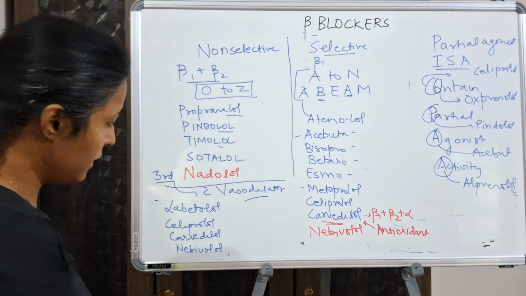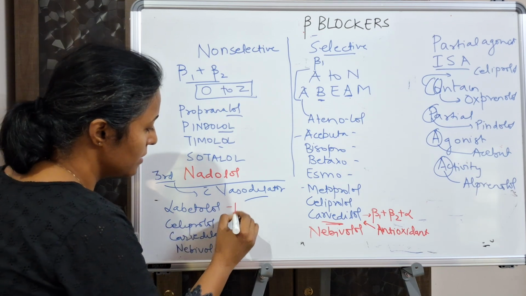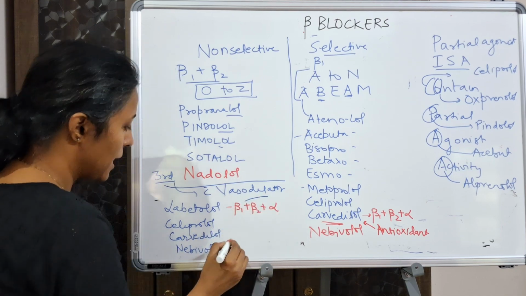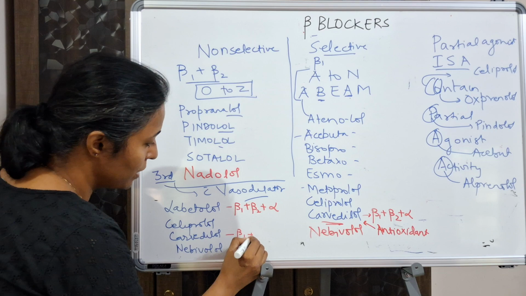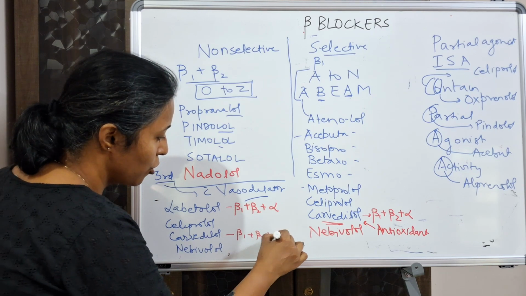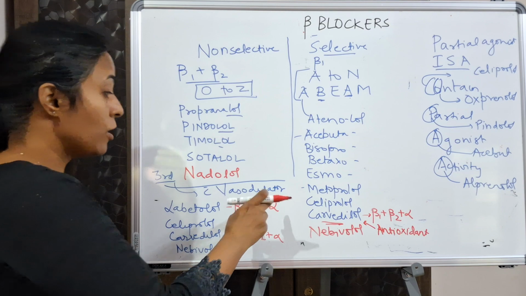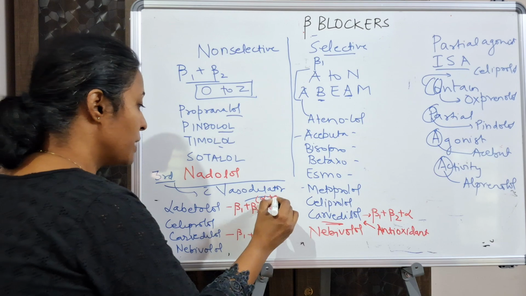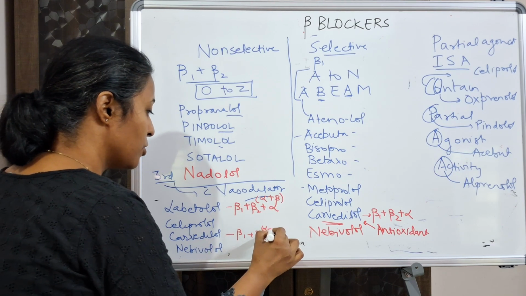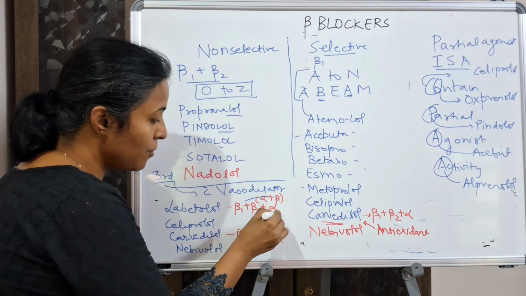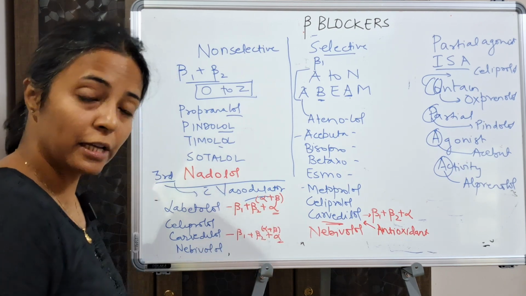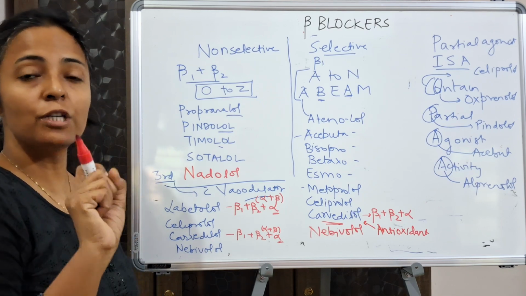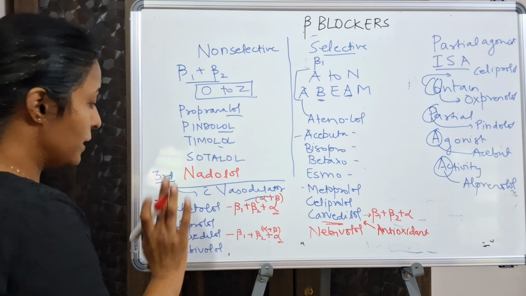So we see that labetalol is beta 1 plus beta 2 plus alpha blocker, and carvedilol is also beta 1 plus beta 2 plus alpha blocker. So it is blocking other sympathetic activity as well. So we can say these are alpha plus beta blockers, and because of this alpha blocking activity they have this vasodilator property, because alpha receptors when stimulated cause vasoconstriction, right? So that is there.